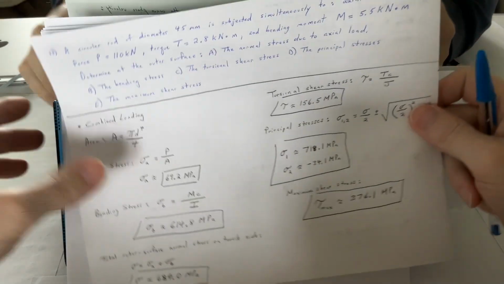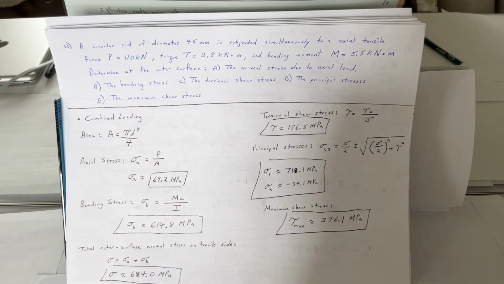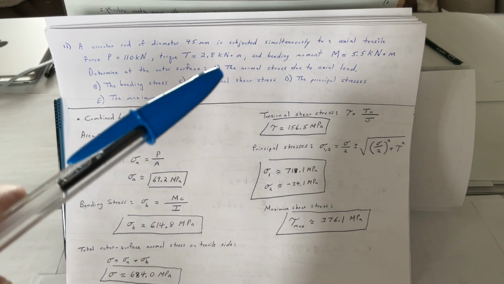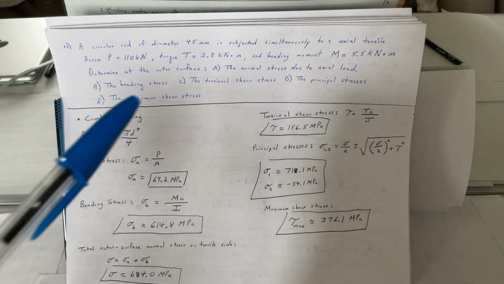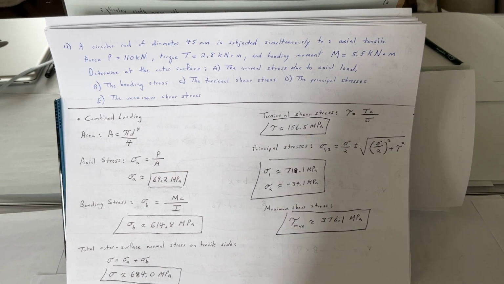And now number 11. Okay, number 11, a circular rod of diameter 45 millimeters is subjected simultaneously to axial tensile force P equals 110 kN, torque T equals 2.8 kNm, and bending moment M equals 5.5 kNm. Determine at the outer surface these 5 things: the normal stress due to axial load, the bending stress, the torsional shear stress, the principal stresses, and the maximum shear stress.